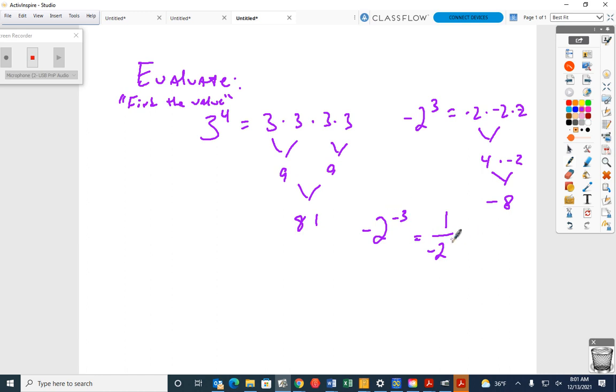It becomes a what? Positive 3. So now I have 1 over negative 2 times negative 2 times negative 2, which is what? Positive 4 times negative 2, which is negative 8. So all of this is 1 over negative 8. Okay? Some of you, when you see this negative exponent, just evaluate and put a negative sign in front of it. That's not what you do on this.